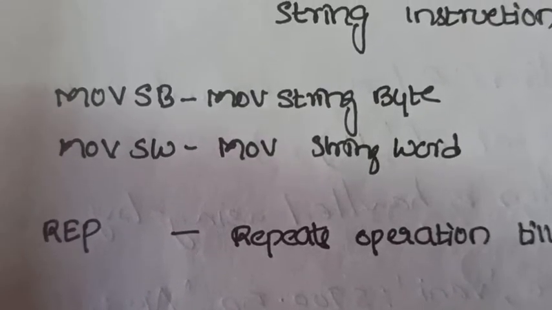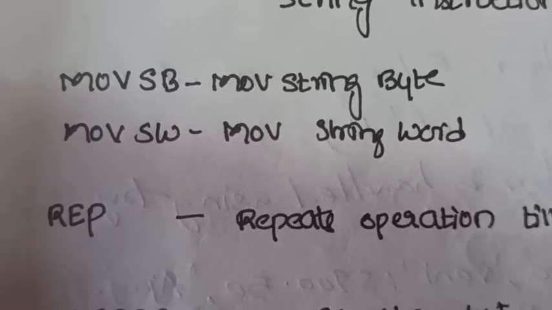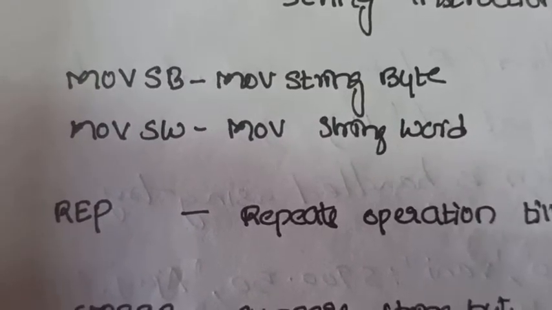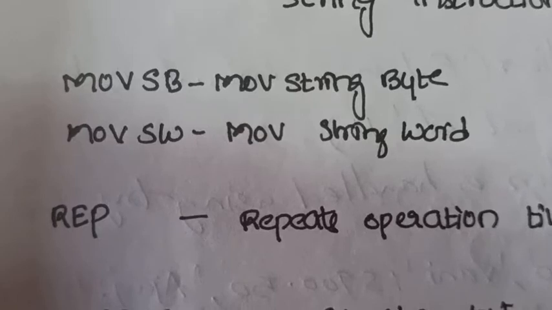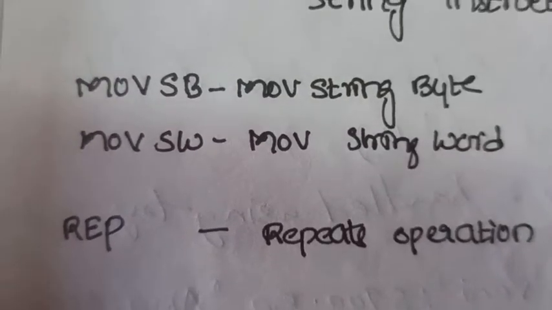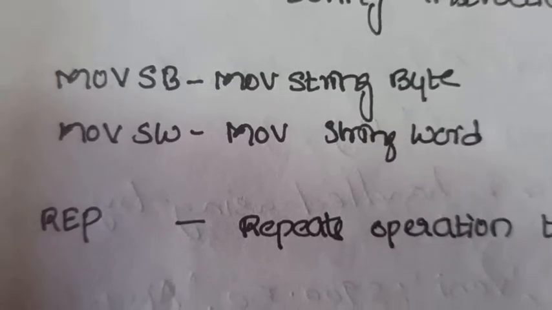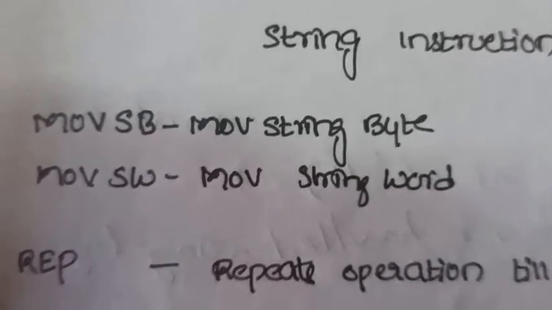All these string instructions are associated with particular registers. Similarly, if you want to move word data, you can write MOVSW. You should not give any space here. It is one word, MOVSB, MOVSW. It moves a string word. Now, from where to where?